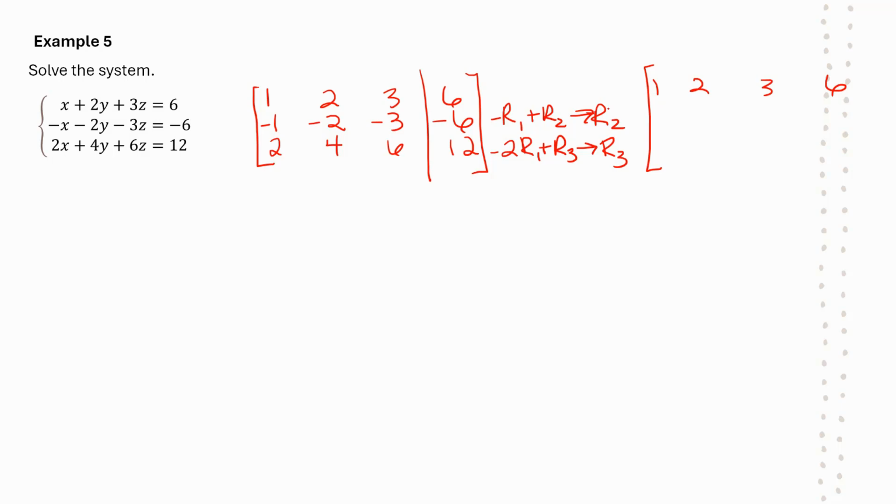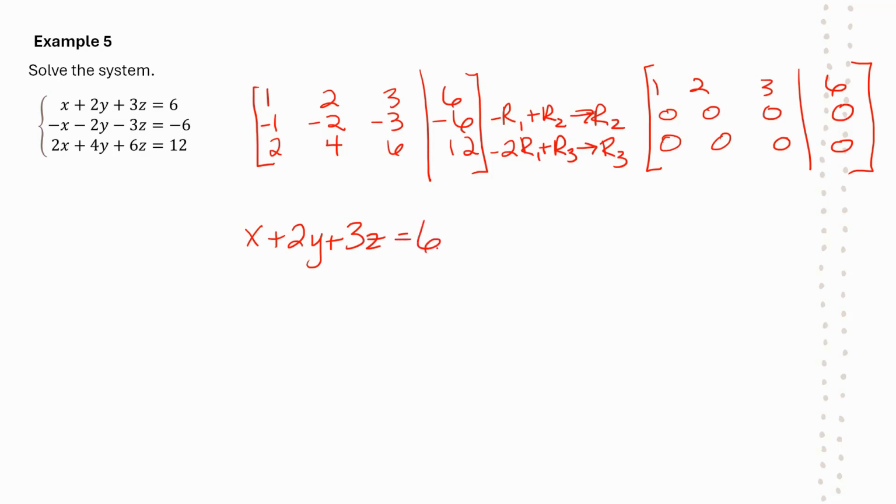And so when you multiply the first equation by -1 and add it to the second equation, you end up with 0, 0, 0, 0. And when you multiply the first equation by -2 and add it to the third equation, you get 0, 0, 0, 0. So nothing really was accomplished here. You just still have the first equation, x plus 2y plus 3z equals 6. And all this is telling you is that these are all the same plane.